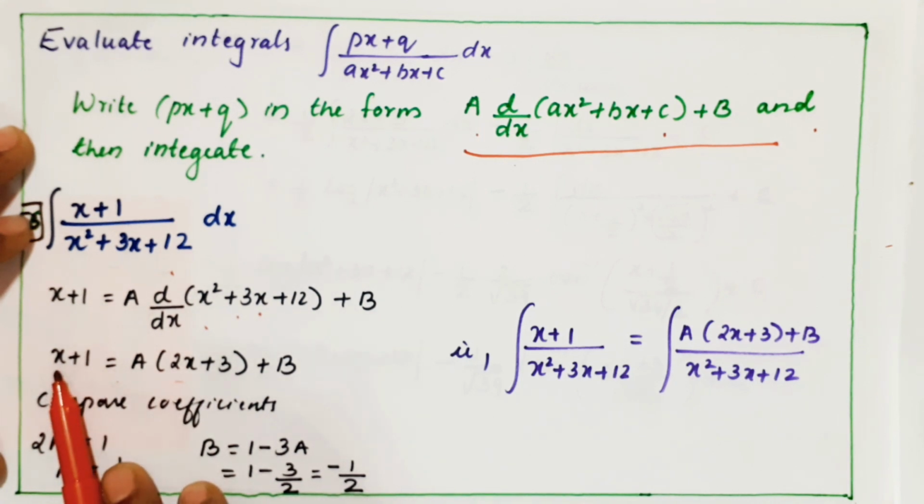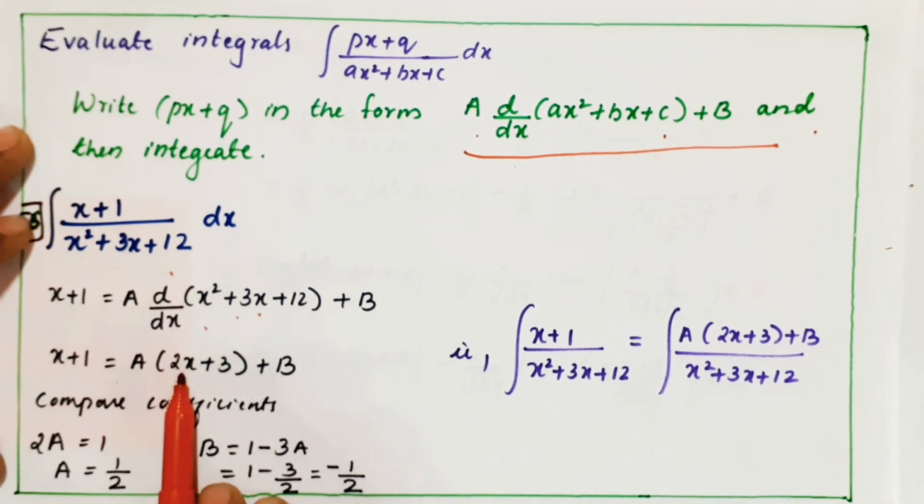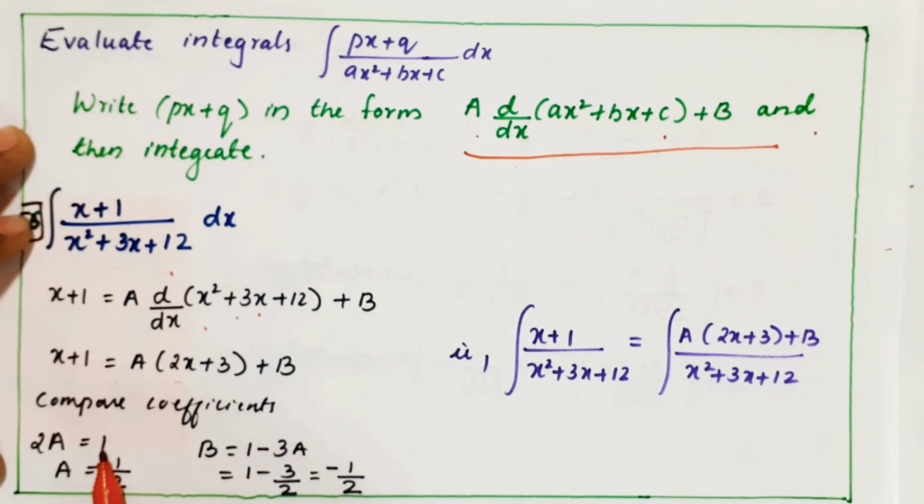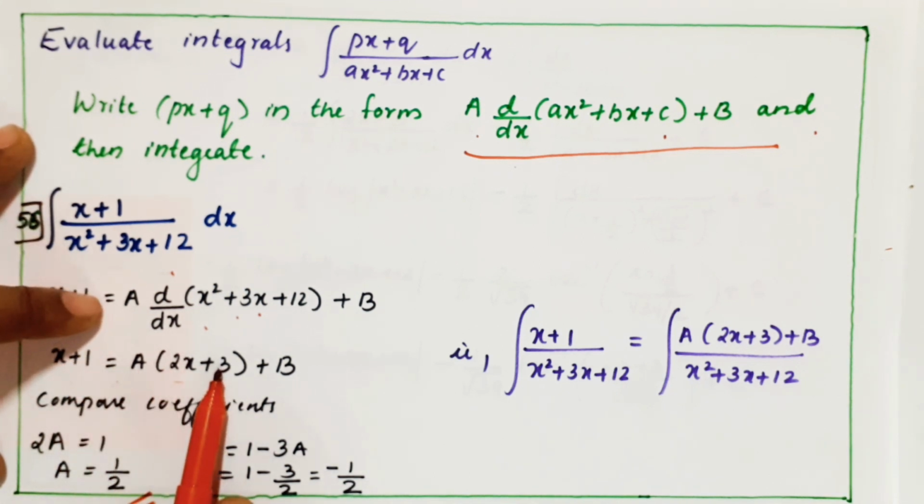Here x has coefficient 1, and on the right it is 2a. So we can write 2a equal to 1, therefore a equals 1 by 2. You got the value of a. Now take the value for b. Here the constant is 1, and on the right the constant is 3a plus b. So we can write b is equal to 1 minus 3a.